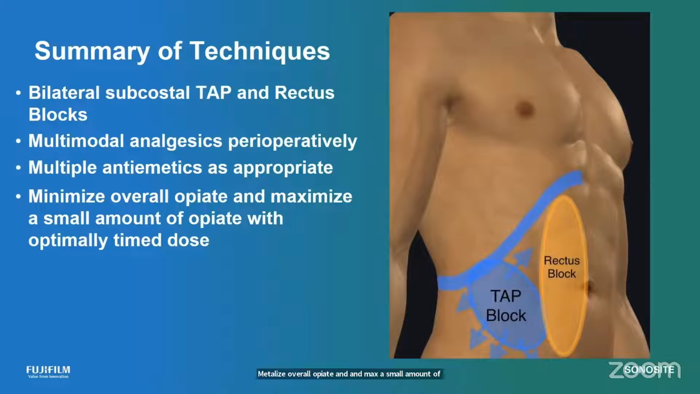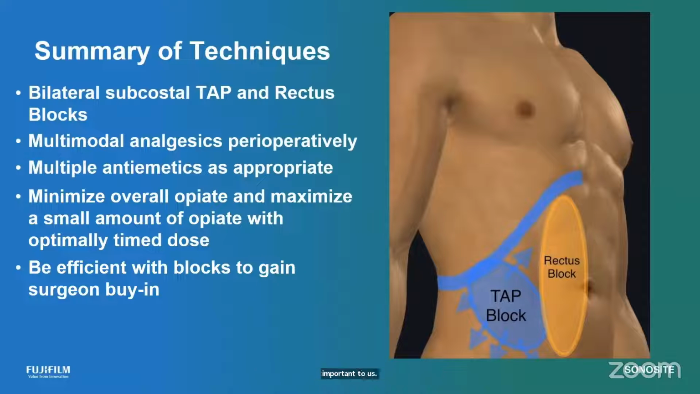Minimize overall opiate and maximize a small amount of opiate with optimally timed dose. So timing of opiates is really important. It can really decrease the amount of opiate you use if you time it well. So you can blunt the response to intubation with a little opiate. You can blunt the response to incision with a little opiate. And then everything else, the multimodals and the blocks, should carry you through the rest of the procedure. And if it doesn't, you have the right to give more. But less is more, but the timing of the opiates is really important to us. I teach that to everyone I work with as much as I can.